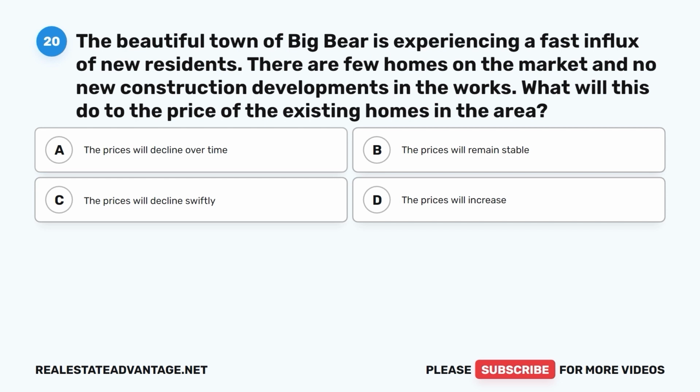A. The prices will decline over time. B. The prices will remain stable. C. The prices will decline swiftly. D. The prices will increase.